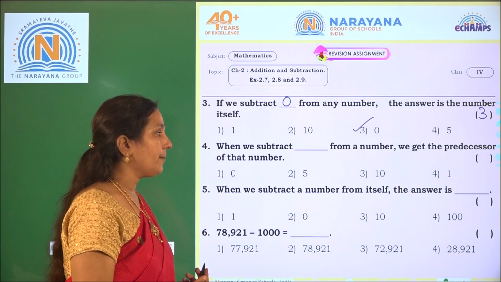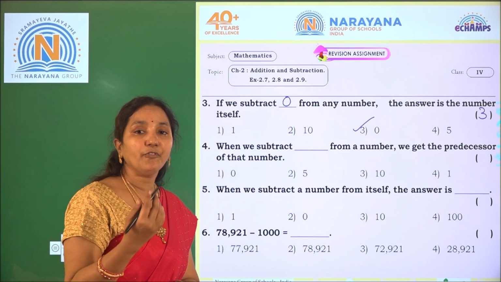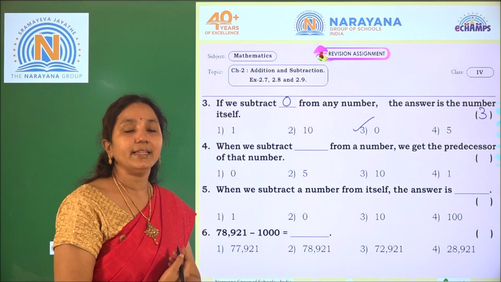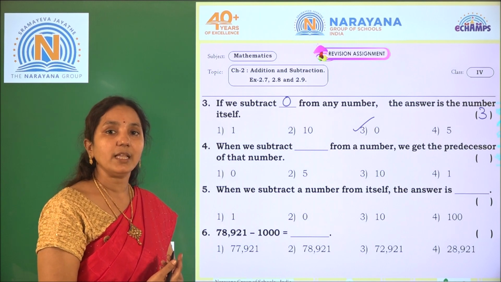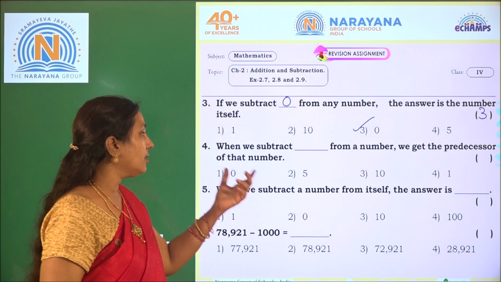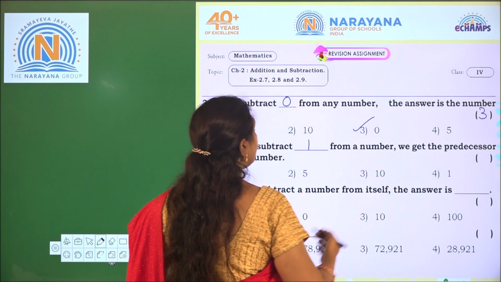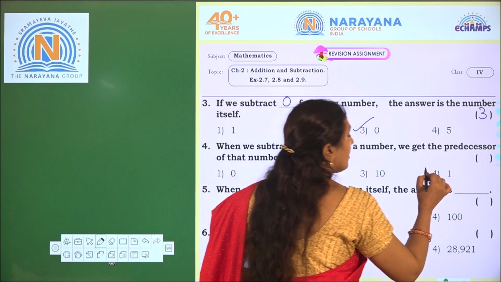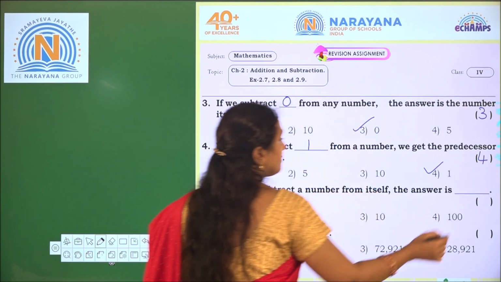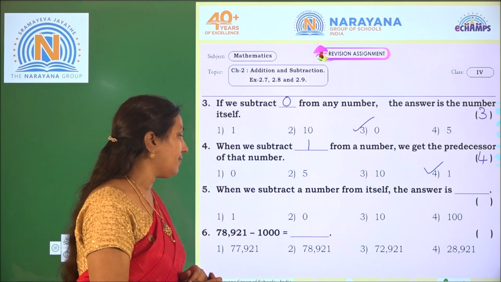Next one. When we subtract dash from a number, we get the predecessor of that number. So we will get the predecessor, which means the number before. Suppose 5 minus 1, so we will get 4. 4 is the predecessor of 5. So when we subtract 1 from a number, we get the predecessor of that number. So which is the correct option from the given one? Option 4.